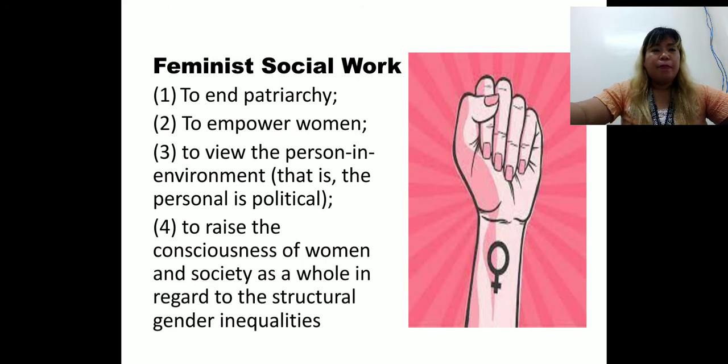Next is to empower women. Third, to view the person and environment. What is the relationship between the person and the environment? Next is to raise the consciousness of women and society as a whole in regard to the structural gender inequalities.